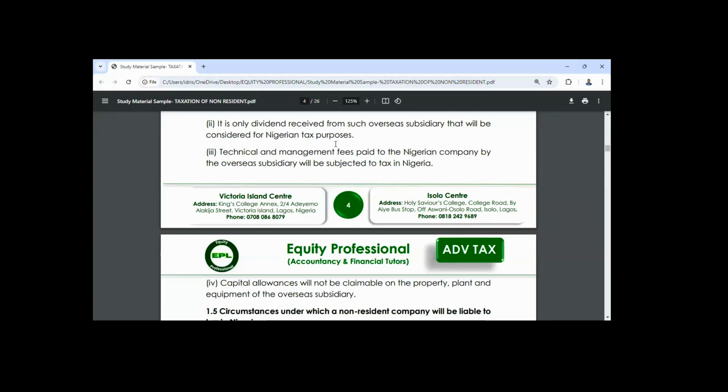Let's look at another circumstance. Capital allowance will not be claimable on the property, plant, and equipment of an overseas subsidiary. Another tax implication: since they are not paying tax in Nigeria, they cannot claim capital allowance in Nigeria for their overseas subsidiary.